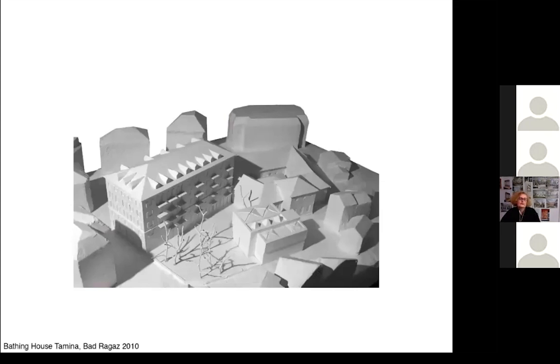The design for the bathing house in Bad Ragaz was developed with Jürg Konzett. You might know him. He's a famous Swiss engineer who is also a bridge builder. In Bad Ragaz, directly next to the Hotel Tamina, the task was to replace an old employee's home with a new bathing house on an existing footprint, integrating the existing lane to the basement parking.